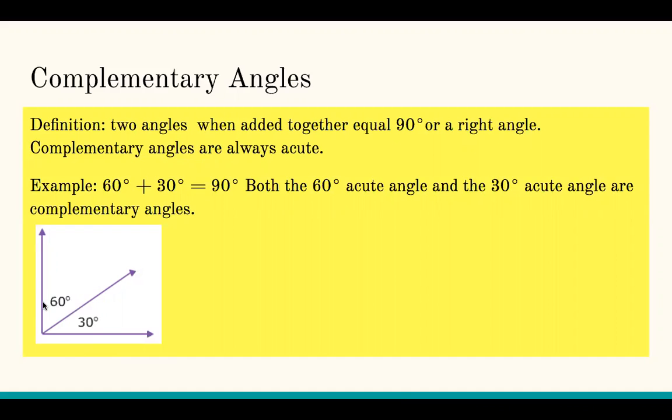So you couldn't have something like 110 degrees, right? One, that's obtuse, and two, I can't add 110 to something to equal 90. So complementary angles always need to be small. So my example I gave here is showing two acute angles. So we have 60 degrees and we have 30 degrees. And you'll notice that both of these angles together are creating a 90-degree angle, or a right angle. So these are our complementary angles because 60 plus 30 equals 90. So these are both acute. They both equal 90 degrees when added together, so they are complementary angles.